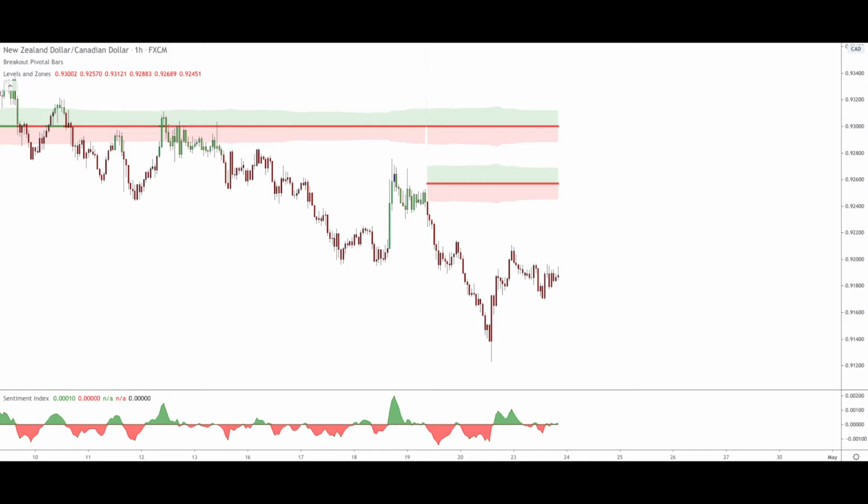Today we are looking at an opportunity on the New Zealand dollar versus the Canadian dollar. It's not a pair which I typically trade, but I believe we might get an interesting opportunity coming on. We are on the 1 hour time frame and we are using three indicators, actually two indicators to build the setup and one more indicator to confirm our setup.